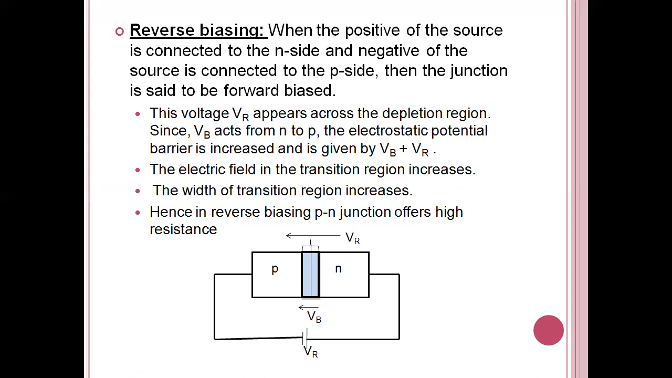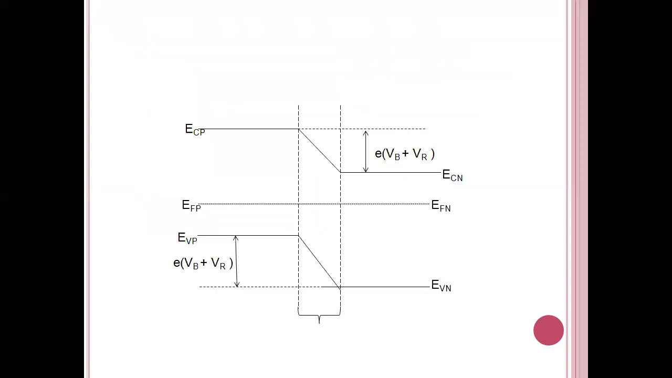Hence, when you see that in the form of an energy level diagram, see the junction width got increased. Why is the junction width increased? Because potential and field across the junction got increased. Hence, it offers more resistance.